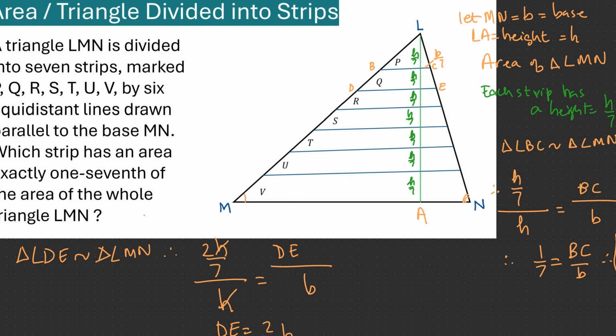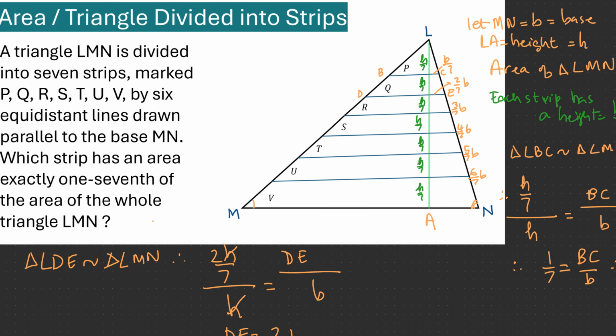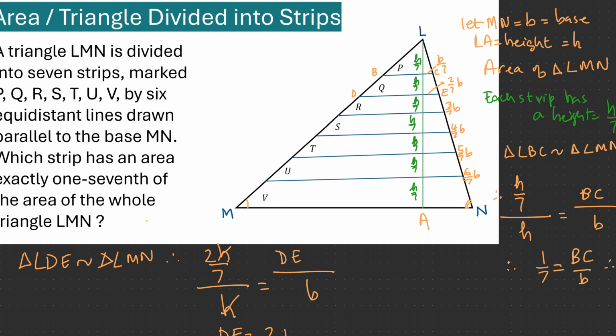So this bit becomes 2 over 7B. And similarly, this is 3 over 7B, 4 over 7B, 5 over 7B, 6 over 7B, and MN is 7 over 7, it is B. So now that we know the base and heights, we can work out the area.